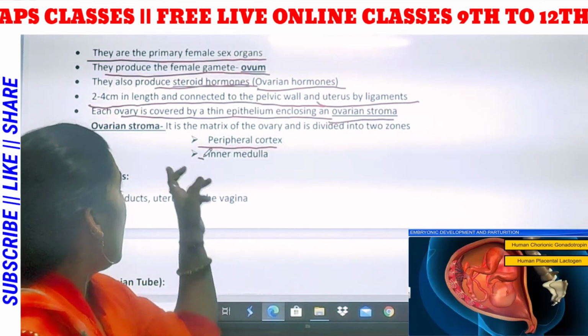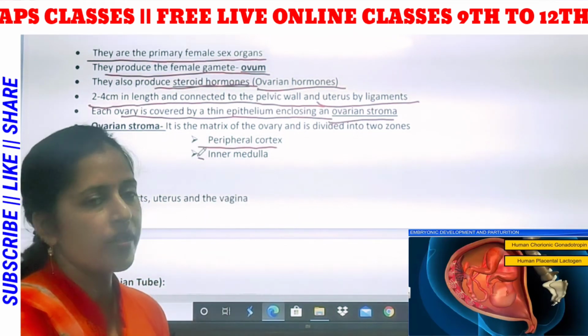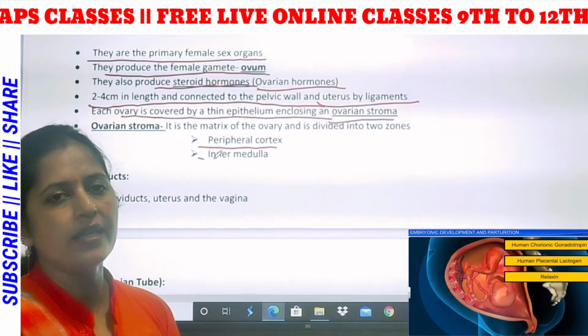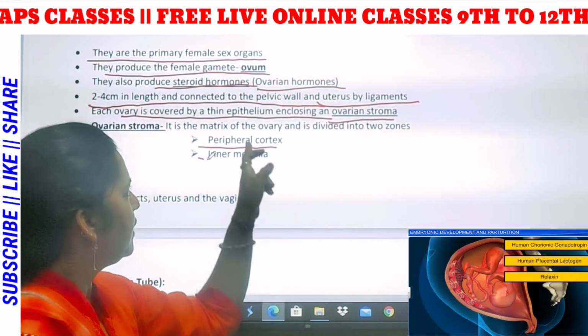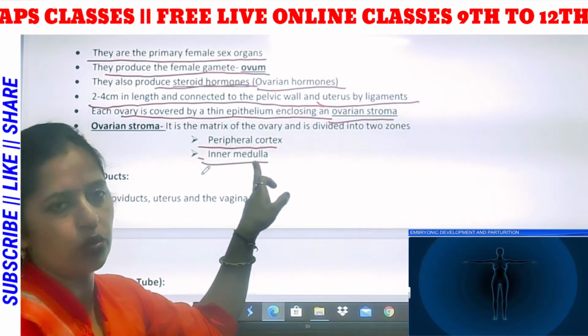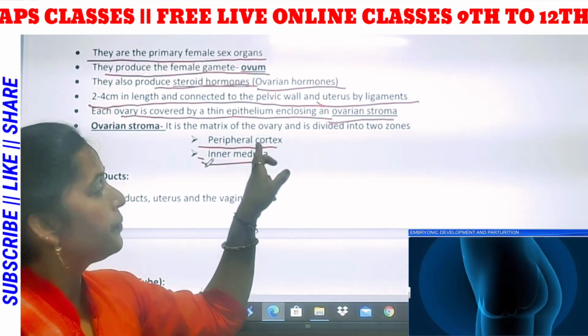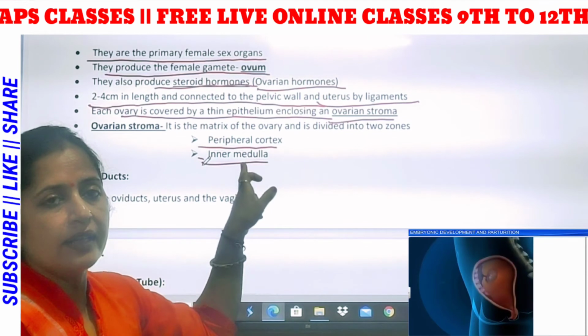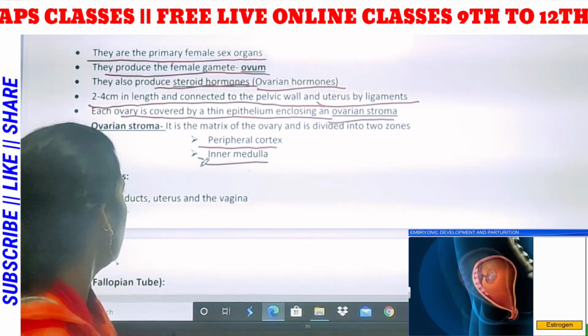अब ये जो आपका ovarian stroma है, ये matrix है. It is the matrix of the ovary and it has mainly 2 zones. And these 2 zones are the peripheral cortex and the second is the inner medulla. That means 2 zones are peripheral cortex and the inner medulla.